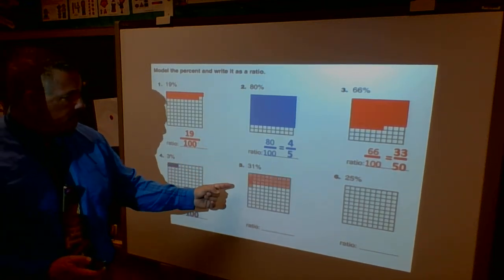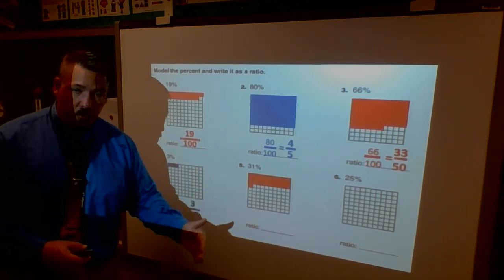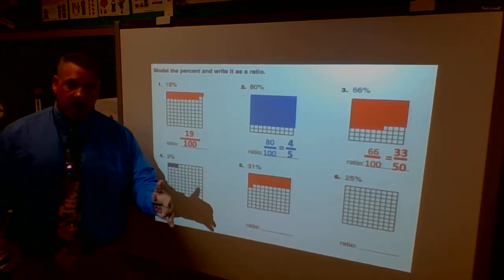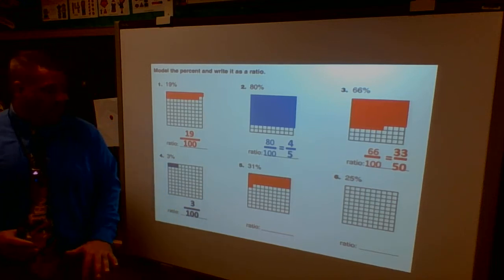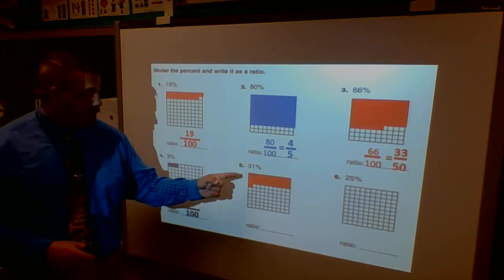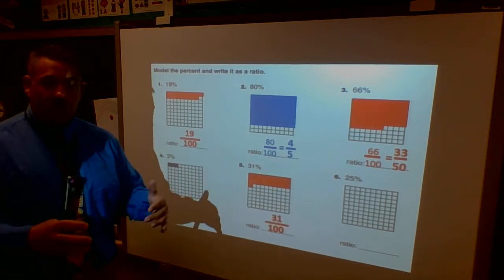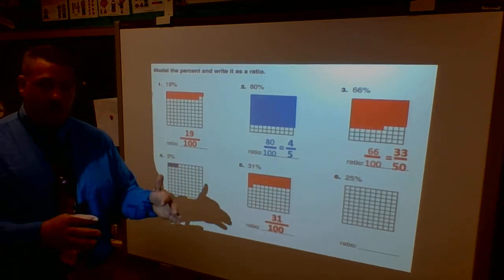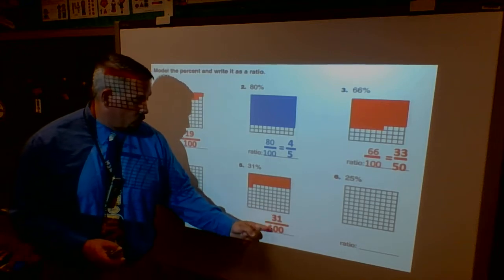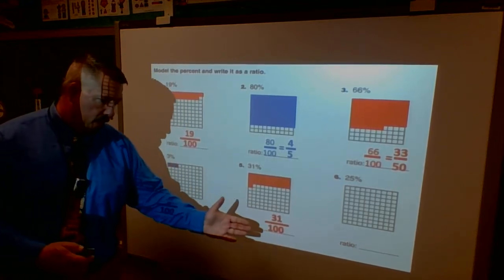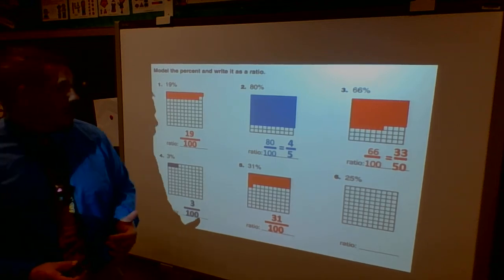31, I have to color in 31 of them, so 3 complete rows with 1 extra. Or you can do a fancy design. Just pause the video so you can stay caught up. Take the whole number, 31, put it over 100. But 31 over 100 cannot be reduced. That is my fraction for my percentage.